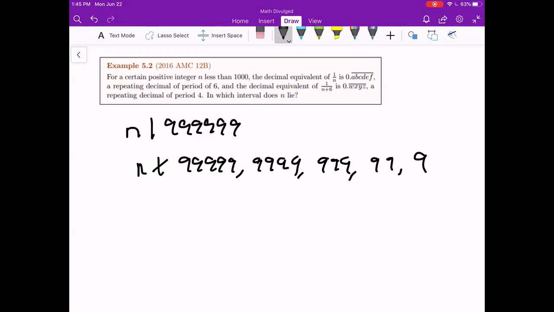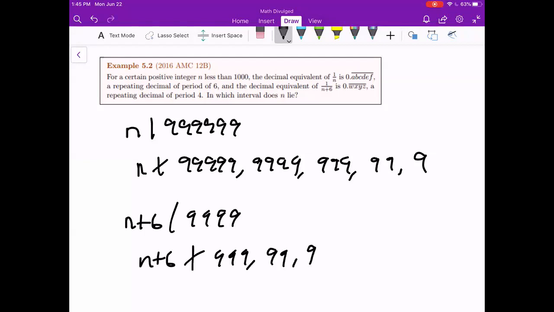Similarly, if 1 over n plus 6 can be represented as a repeating decimal of period 4, then n plus 6 must divide 9999. But it cannot divide 999 or 99 or 9, because once again that would mean it will repeat with a period less than 4.